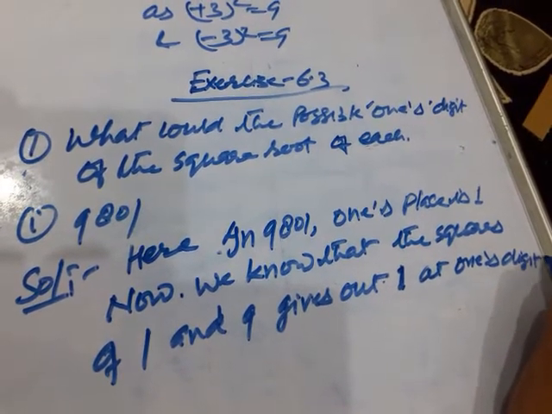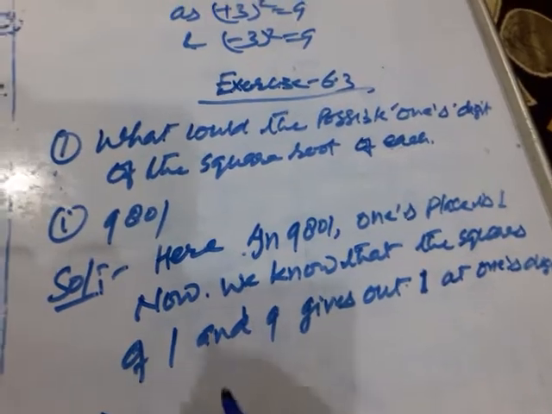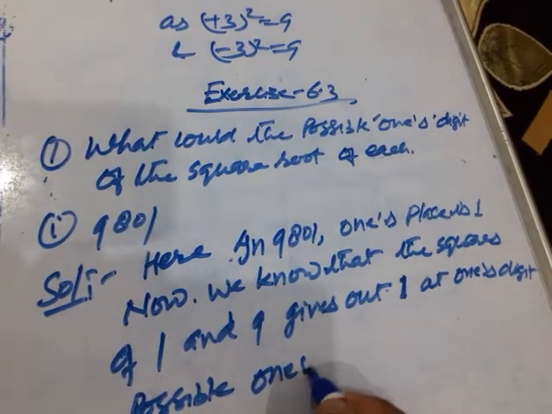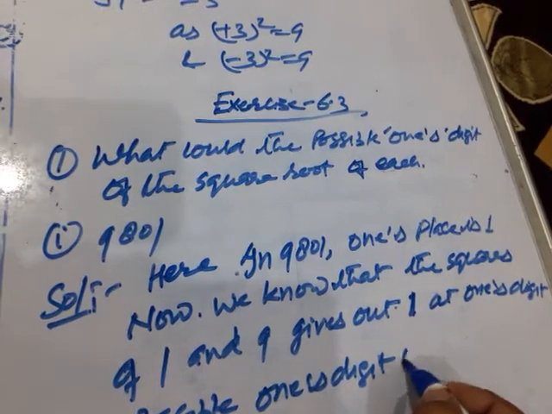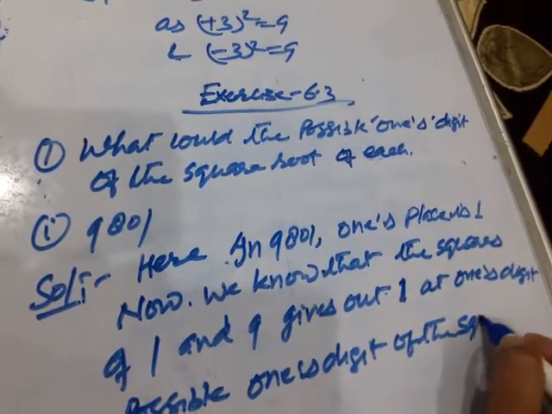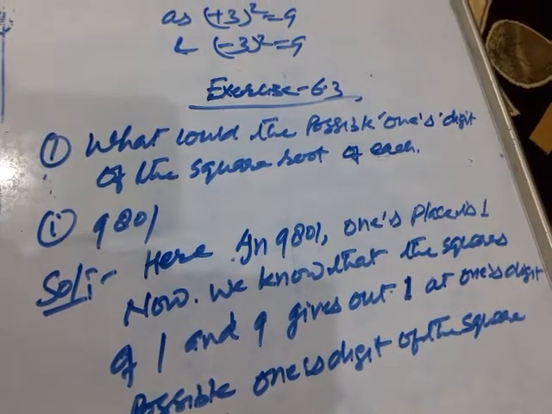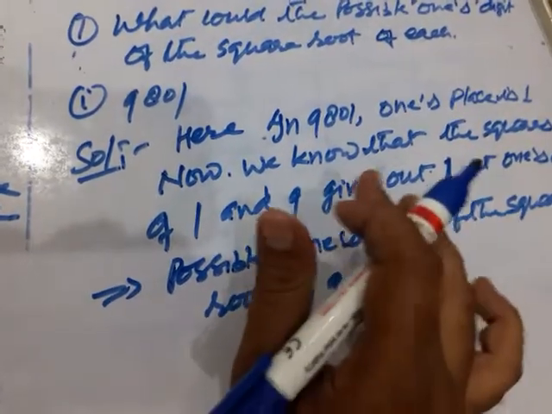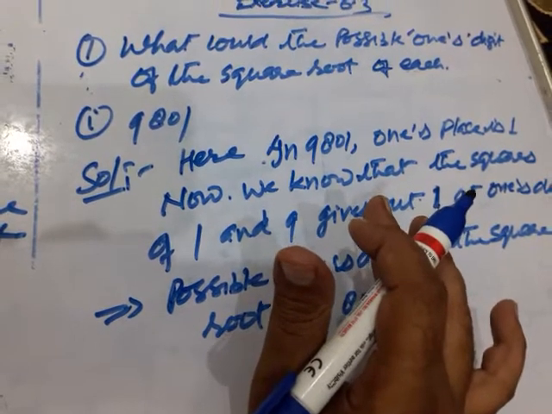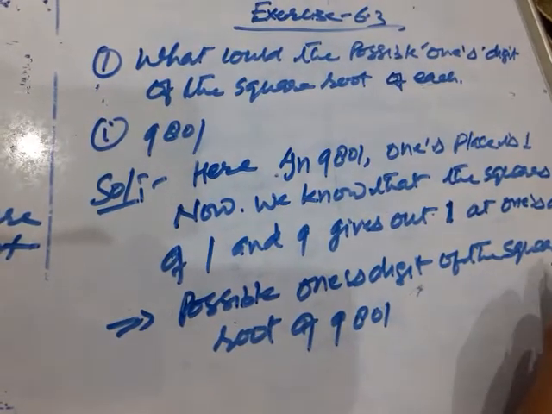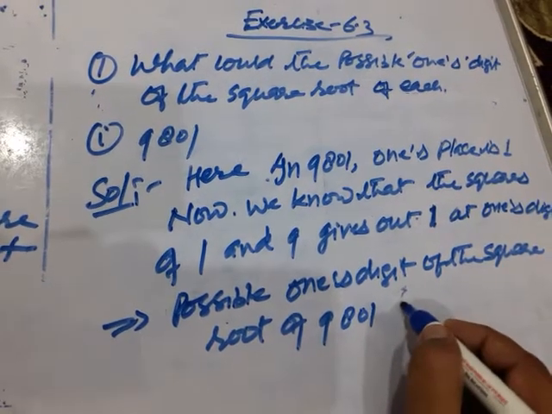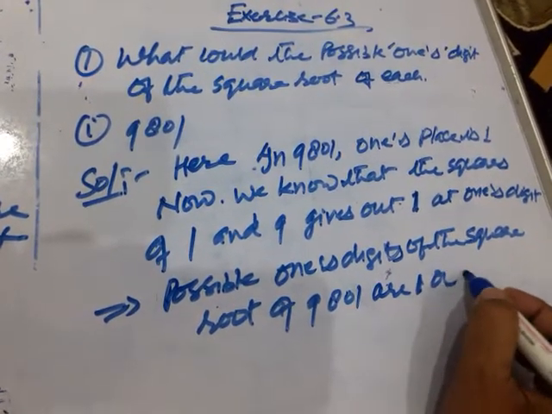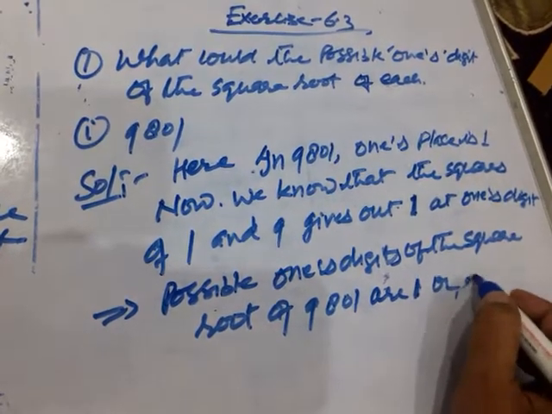Okay children, so this implies that the possible one's digit of the square root of 9801 are what? 1 or 9. Okay children, that is 1 or 9.